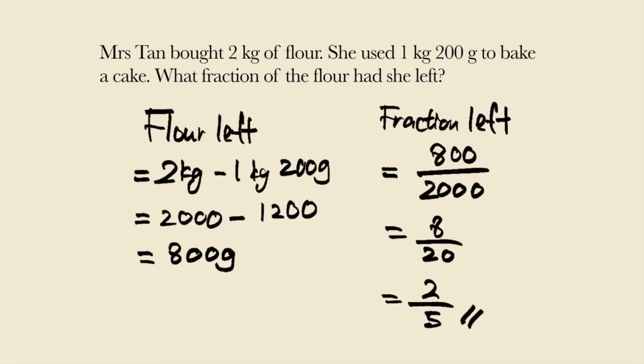So here, let's calculate the amount of flour left. 2 kg minus this, which is in grams. This is what's left. But what fraction of the flour? Well, what she had at first is the denominator. What she had left, cancel 2 zeros, you get 8 over 20, divided by 4, and you get 2 over 5.